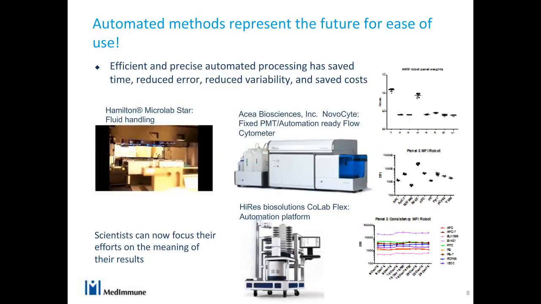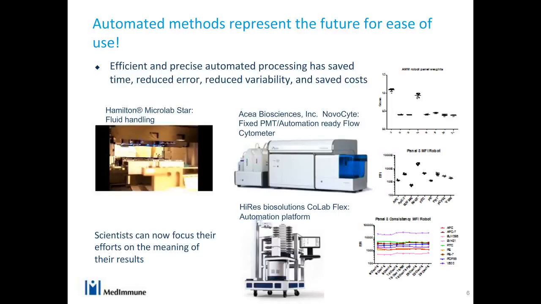We believe that these automated methods represent the future of easy-to-use flow cytometry: efficient and precise automated processing that saves time, reduces error and variability, and saves costs. We've used off-the-shelf technologies such as the Hamilton Star fluid handling system and the HighRes Biosolutions automation platforms, and worked with a number of flow cytometry platforms and generated data showing a dramatic reduction in average CV, or variability, compared to manual methods.